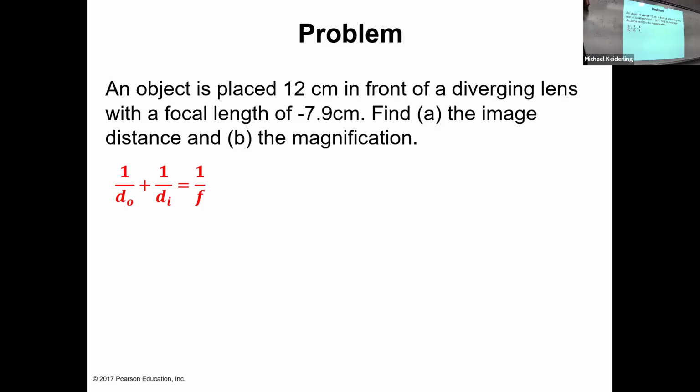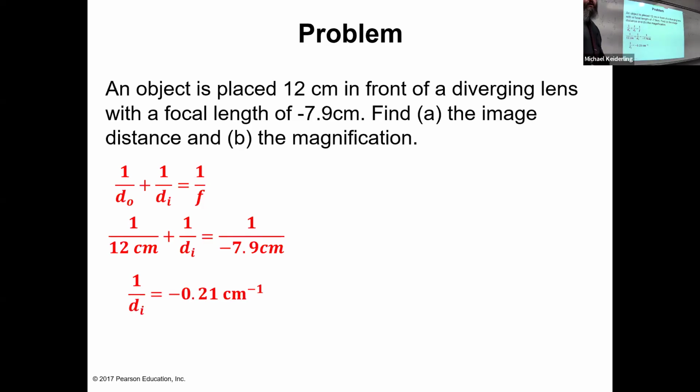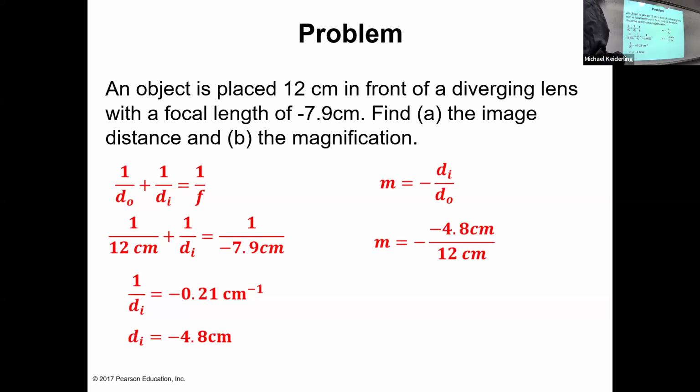So here we use the thin lens equation, 1 over do plus 1 over di equals 1 over the focal length. So 1 over 12 centimeters plus 1 over di equals 1 over minus 7.9 centimeters, because the focal length here is negative. 1 over di is going to equal minus 0.21 inverse centimeters. So di is minus 4.8 centimeters. Magnification is minus di over do. So minus 4.8 centimeters over 12 centimeters is 0.4.